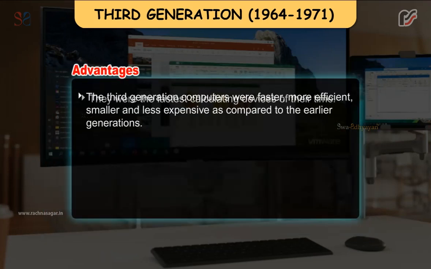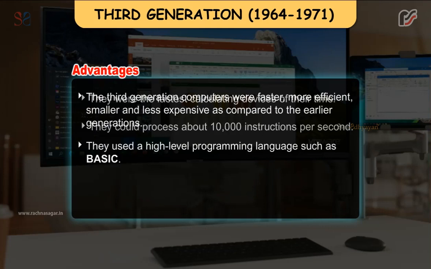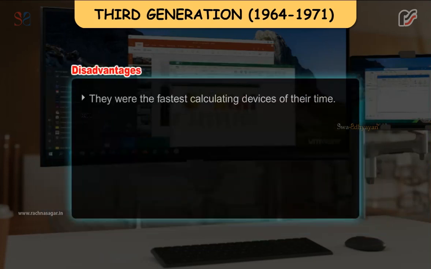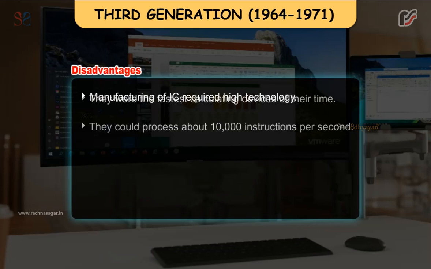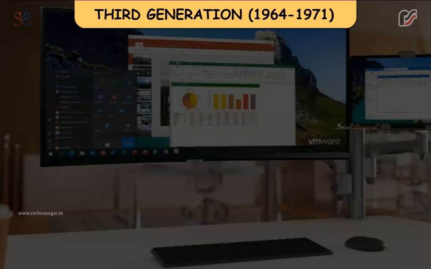Advantages: the third generation computers were faster, more efficient, smaller, and less expensive as compared to the earlier generations. They used high-level programming languages such as BASIC. Multiple applications could run at the same time. Disadvantages: manufacturing of IC required high technology. They required air conditioning for cooling.